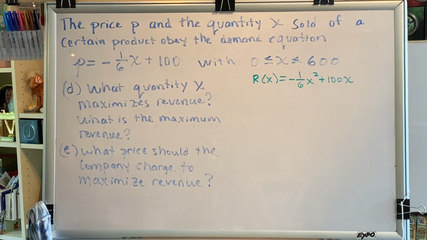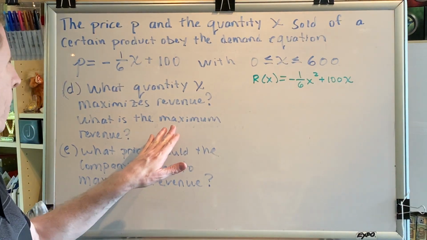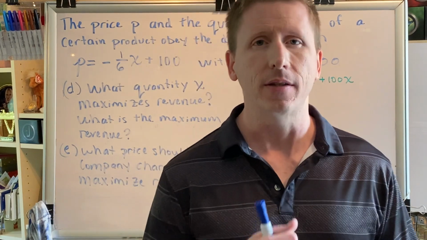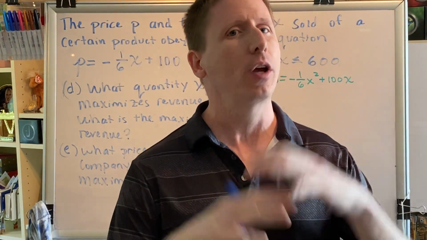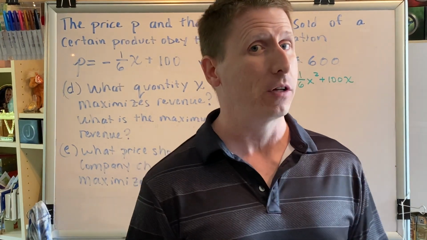Part D, what quantity x maximizes revenue? What is the maximum revenue? Part E, what price should the company charge to maximize revenue? The first thing you should think of when you see a word like maximum is, am I dealing with a quadratic function? Because if you're dealing with a quadratic function and you're looking for an extreme value like a minimum or a maximum, you're looking for the vertex.